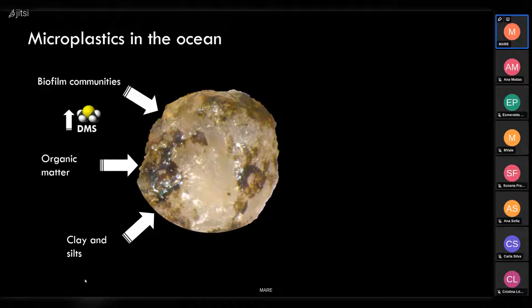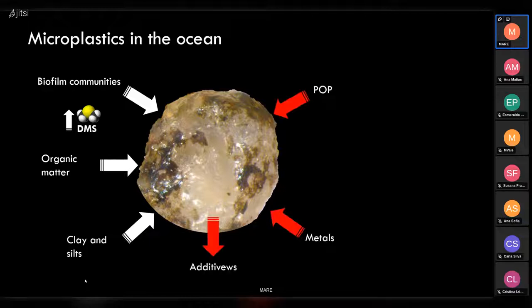Related to the biofilm, there is a gas, DMS, dimethyl sulfide, which is one of the components of the smell of the sea. So this fools all the animals. They think this is edible, and they will eat it.